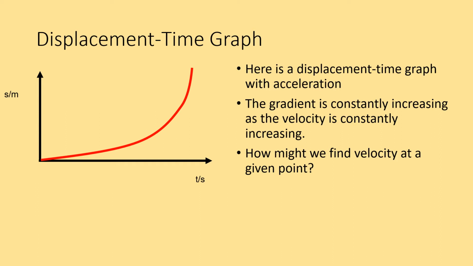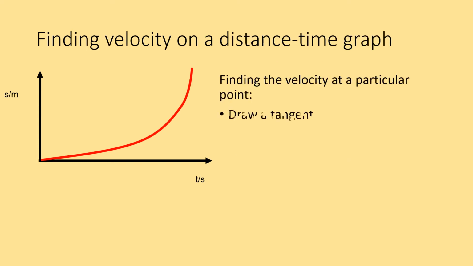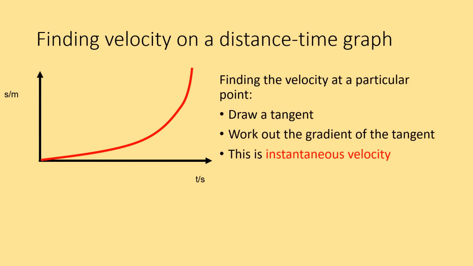So how are we going to find a velocity at any given point? Well, it's simple. Now we do gradient, and we take a gradient at a tangent. We find the instantaneous velocity at that point. So here we go, we'll go for a point there, draw the tangent, and then we can find the velocity there.